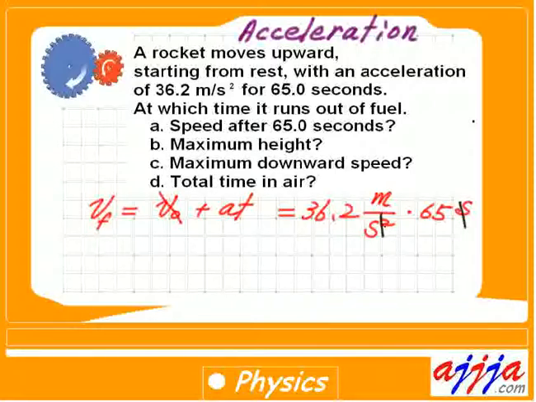That's going to be automatically the speed, right? Which is velocity. So all you have to do is multiply. That's it. You just calculate this, which is 2,353 meters per second. Wow, that's so fast. That's why we call it a rocket. So the answer for A is 2,353 meters per second.